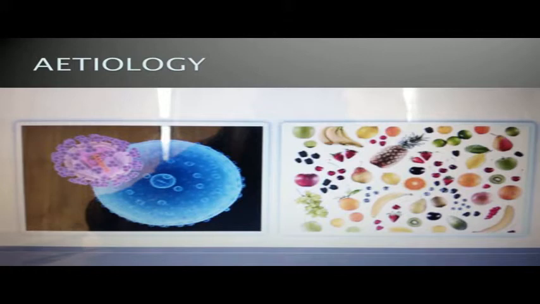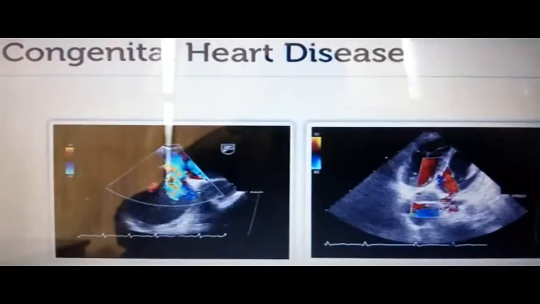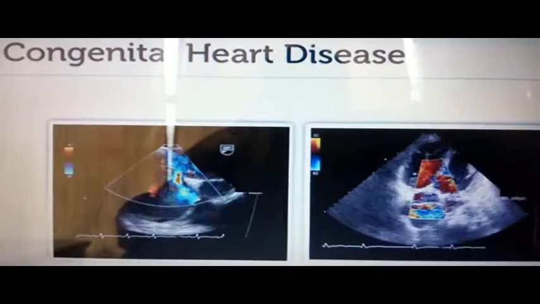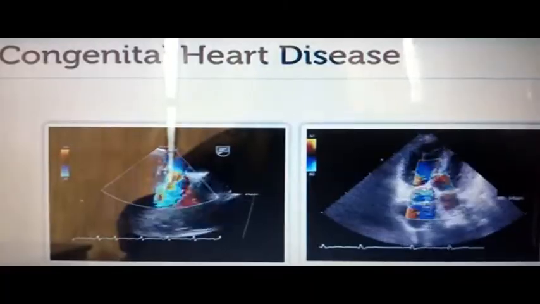The virus can cause a lot of problems. It has no respect for any organ. It can cause the dysfunction of the muscle of the right side of the heart, causing myocarditis, which can cause poor function of the right ventricle. This is a clip of a congenital cause of pulmonary hypertension.